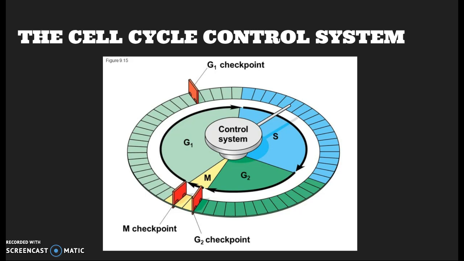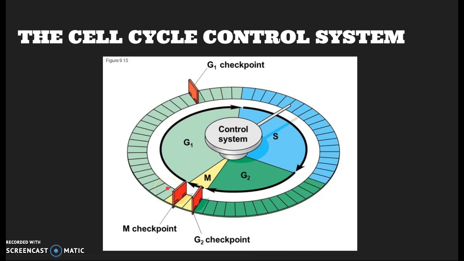So you can think of these checkpoints like airport security, because airport security will only let you pass through the gate so that you can get onto your flight if you have met the requirement of not carrying anything dangerous with you. So if they notice that you are carrying a weapon or anything similar, they will not let you pass through the gate. And so the major cell cycle checkpoints include the G1 phase checkpoint, this one, the G2 phase checkpoint, which is this one, and the M phase checkpoint, which is this one.